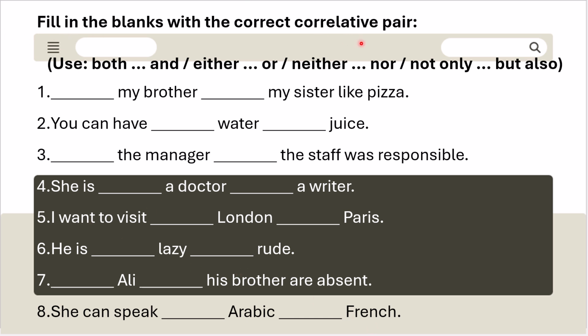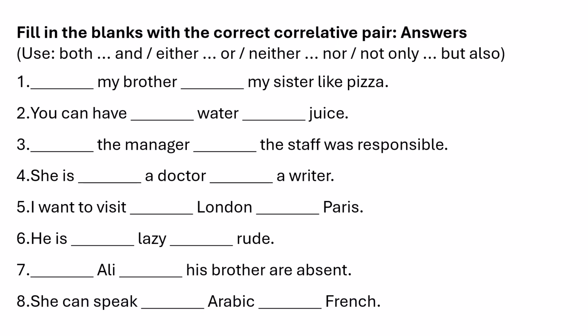Now these are the practice questions given here and you have to use both and, either or, neither nor, not only but also. So there are 8 questions given here. Pause the video and try and check your answers. So after you finish, come back and check whether you have done it well. Whether all your answers are correct. So let's move on and check the answers.